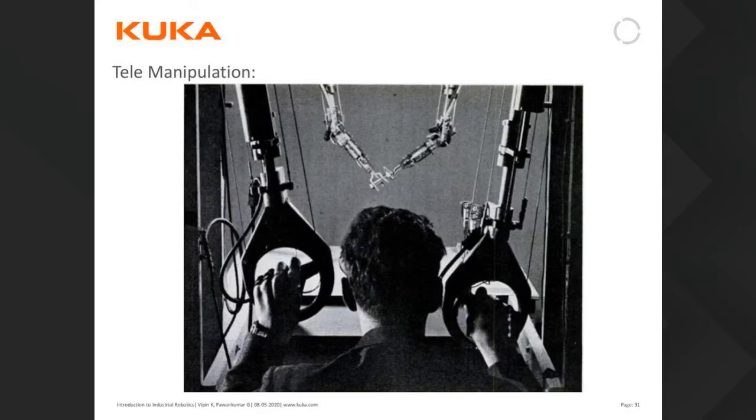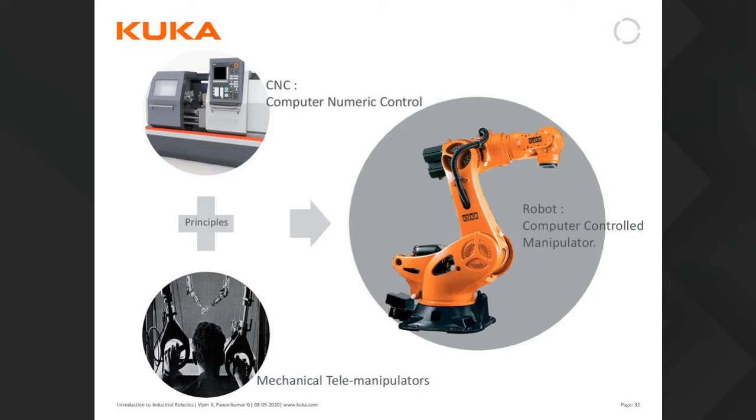In terms of tele-manipulation, there are mechanical linkages or mechanical arms, like our arms by design, which were controlled externally. So we have CNC machines and tele-manipulation. If we add the principle of CNC plus the mechanical tele-manipulator principle, we come to the picture of our industrial robot. A robot has a mechanical arm which is controlled through programs or servo motors. All these principles come together in the industrial robot. So it's a computer-controlled manipulator. That is an industrial robot. You can see an example of an industrial robot in the picture.